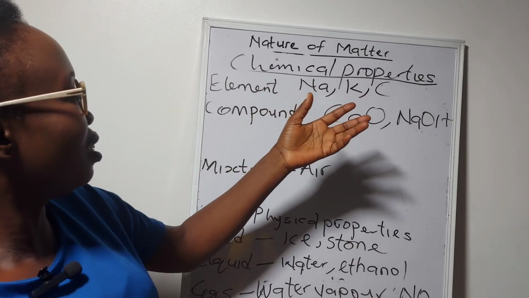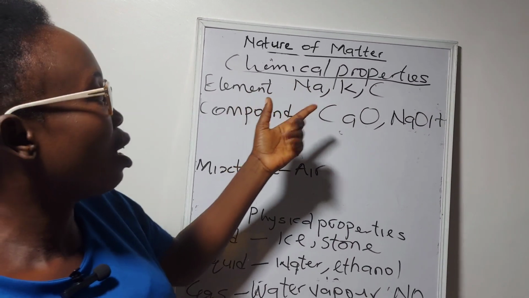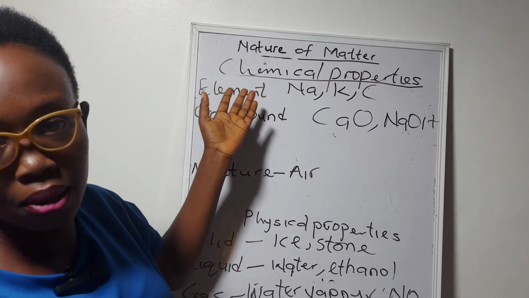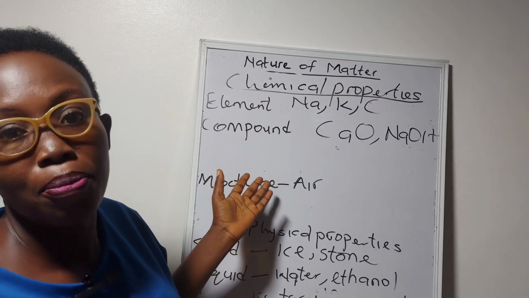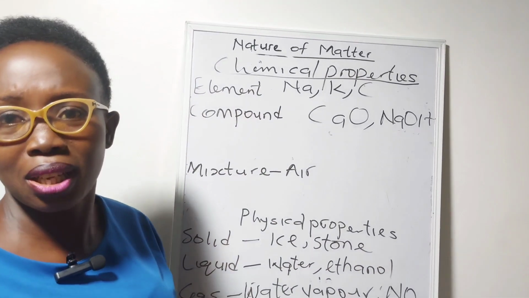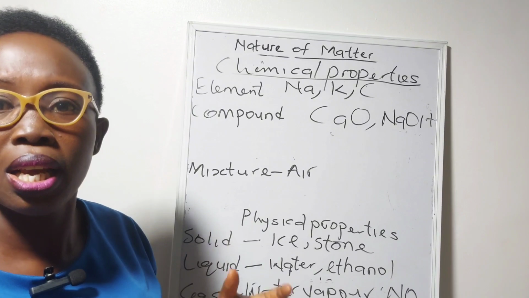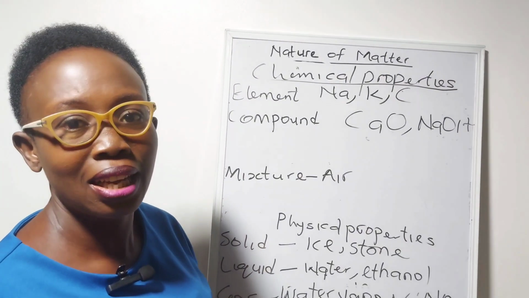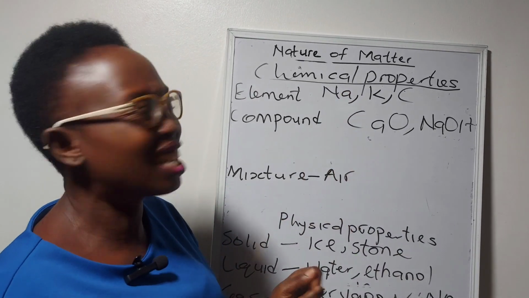Let's go into full details of the chemical properties of matter. Under this, we are going to talk about elements, compounds, and mixture. What are elements? Elements are the substances that cannot be broken into simpler units by ordinary chemical process. It cannot be broken.